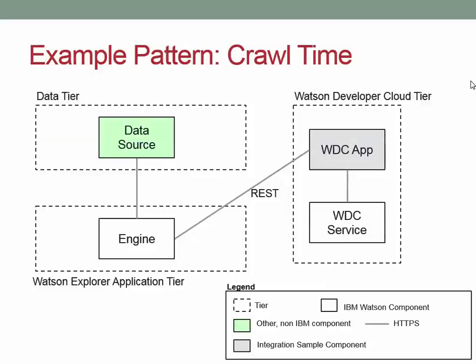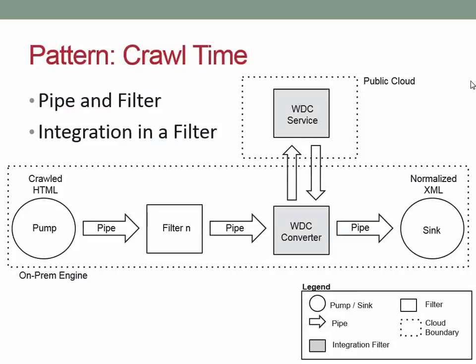And if we go into an example pattern, let's take a look at the crawl time interaction. So typically a crawl time interaction would involve looking at existing documents. We would want to understand more about those documents. So we would do things like pull out entities, so entity extraction. It was important for us to know, in some cases, sentiment analysis of the documents. And in some cases, it was important for us to understand the characteristics, the relationships between some of these entities as well. And so a simple crawl time pattern follows a pipe and filter.